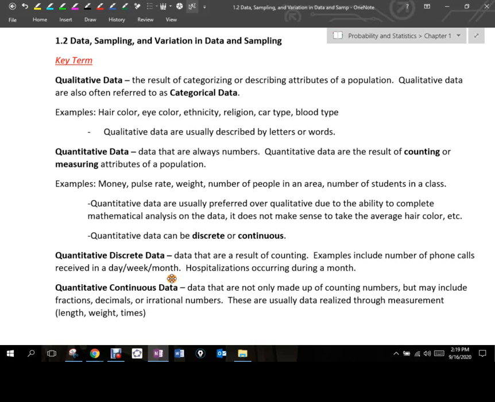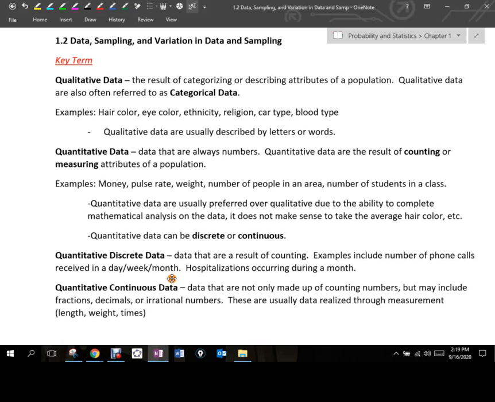We fill out our ethnicity. We fill out our gender. They're collecting statistics about you. They're collecting data about you. And those instances are qualitative. Now, when you do that, you also fill out height and weight. And those are numerical values, right? If there are numerical values, that kind of data is quantitative.